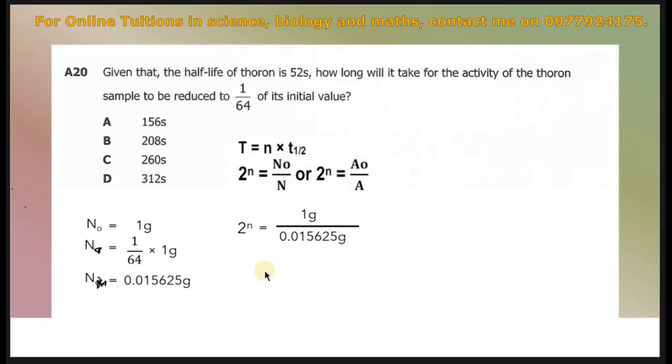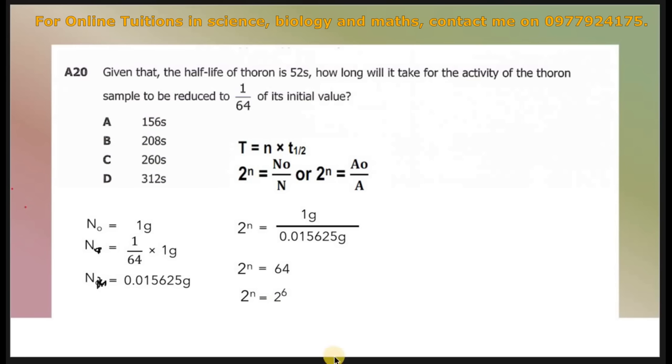So when you say 2 to the power N equals 1 divided by this one, you get 64. So for you to get this N, you write this one in index form such that the base is 2. You get 64 such that it will have a base of 2. And then you look for a number to which 2 can be raised in order to give 64. So 2 to the power N is equal to 64. Which number should 2 be raised to in order to give you 64? It should be 6.